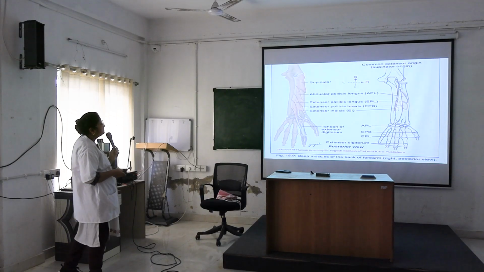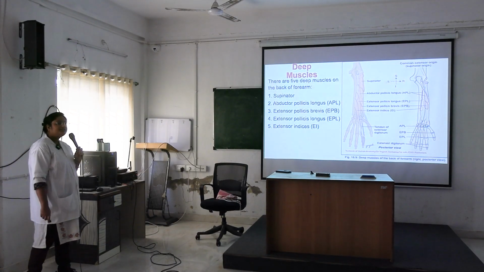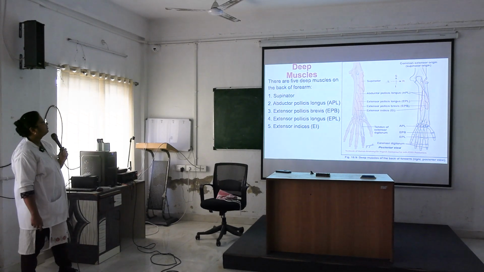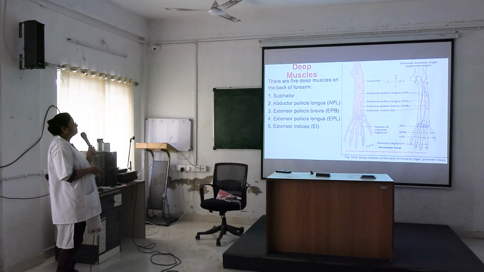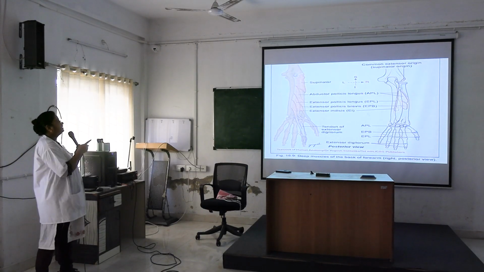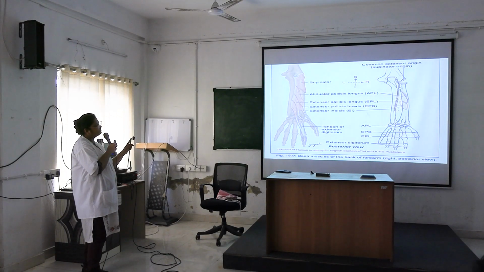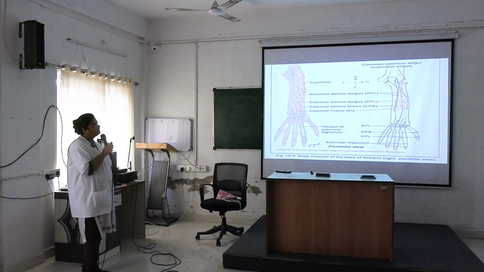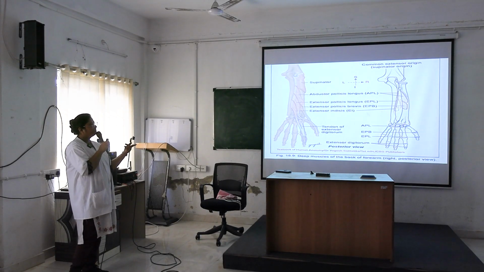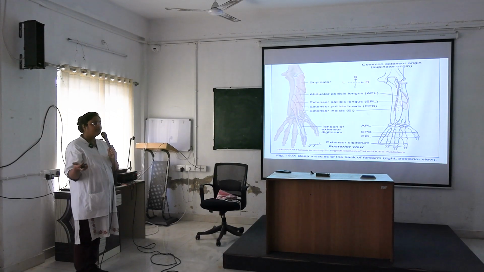Next we are going to deep muscles. Deep muscles are these 5: supinator, abductor pollicis longus, extensor pollicis brevis, extensor pollicis longus, and extensor indicis. See those muscles, their location and origin: abductor pollicis longus, extensor pollicis brevis, and below it extensor indicis. And those are the insertions. Pollicis means it will go to the thumb.